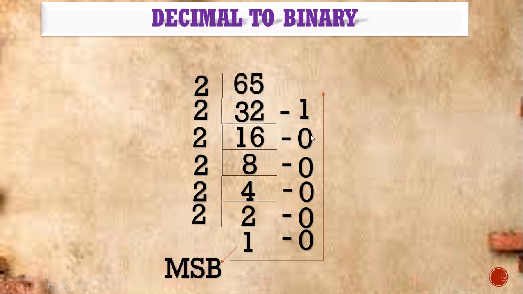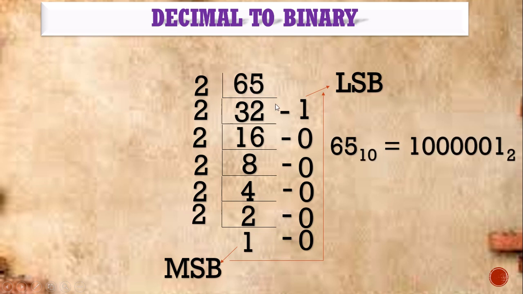In binary, we have a most significant bit and a least significant bit. The most significant bit has the highest positional value. So this is the MSB and this one is the LSB. The least significant bit has the least positional value. The positional values are 0, 1, 2, 3, 4, 5, and this one is 6. So which is the largest here? This one. So how do you represent the binary value for 65? Like this, writing from the bottom to the top. That is the binary value for the decimal number.